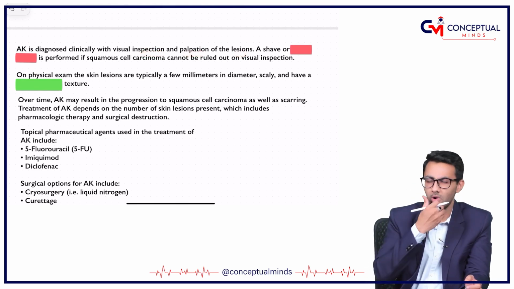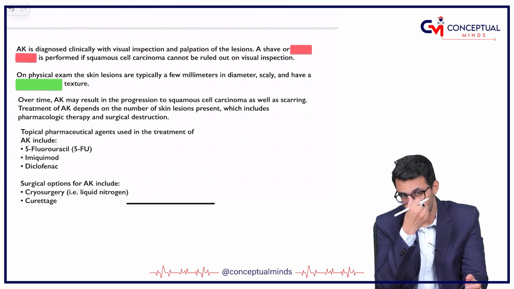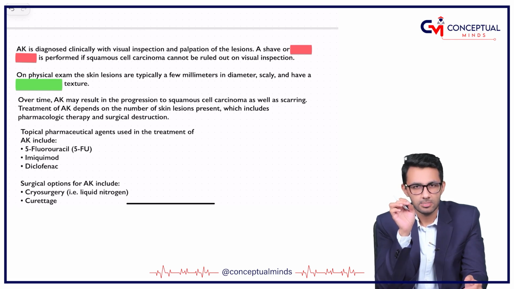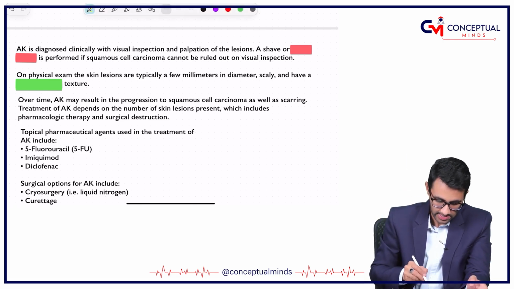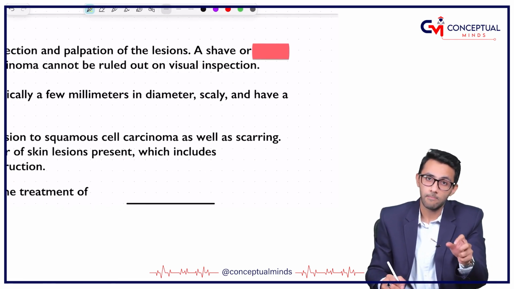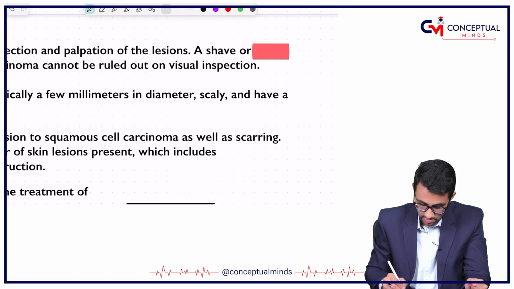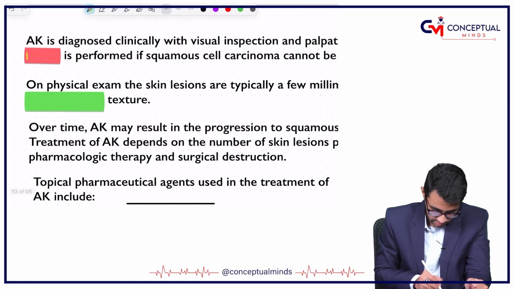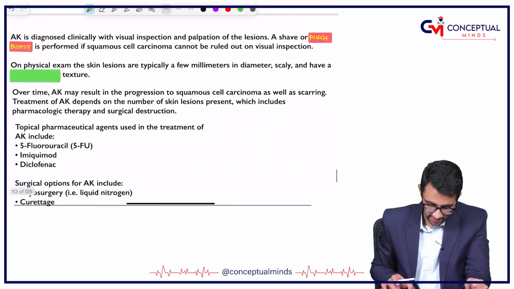Actinic keratosis is diagnosed clinically with visual inspection and palpation of the lesions. If there is suspicion of malignancy, we would do a punch biopsy. That is one thing that we have to do.